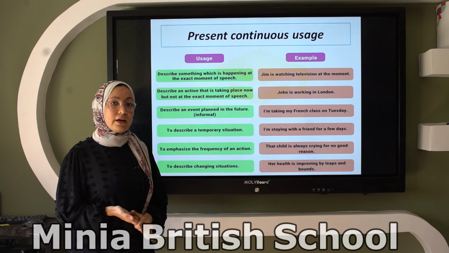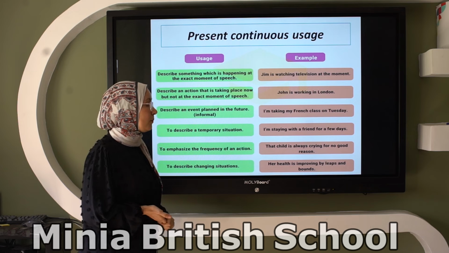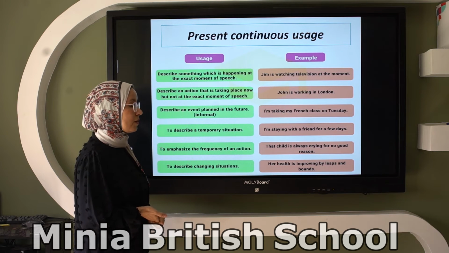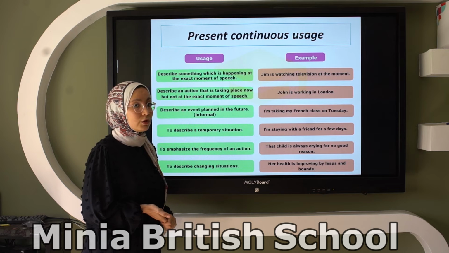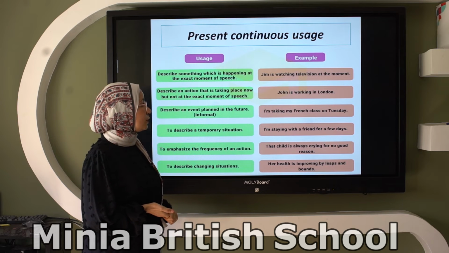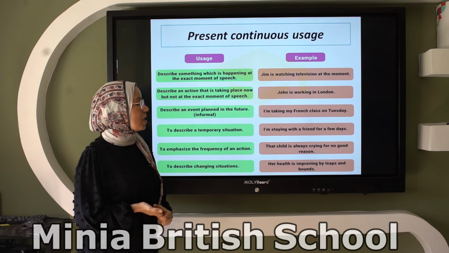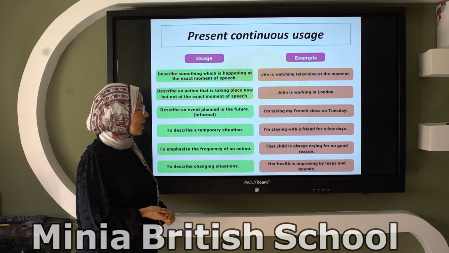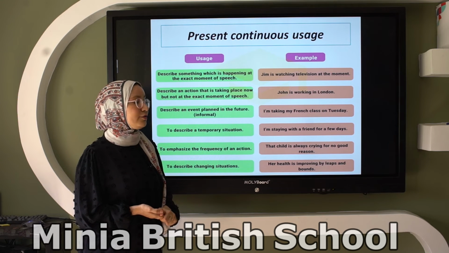Something that you have already planned for before. I am taking my French class on Tuesday. Something that you have already prepared for before. Now, to describe a temporary situation: I'm staying with a friend for a few days.